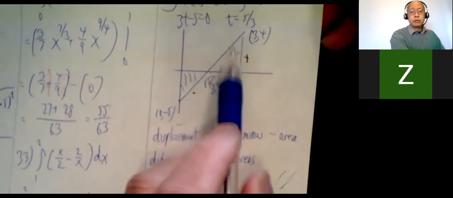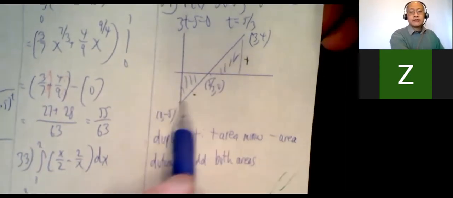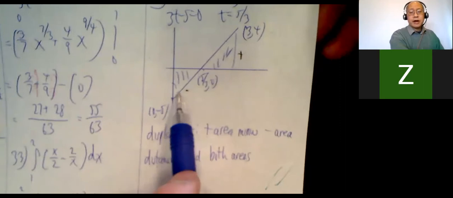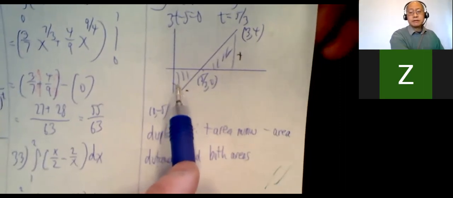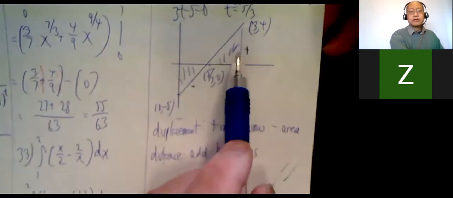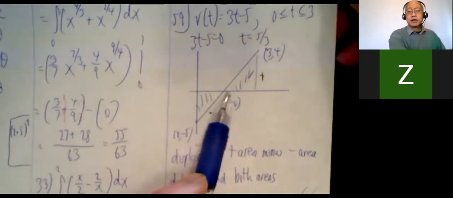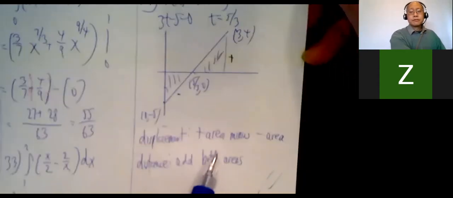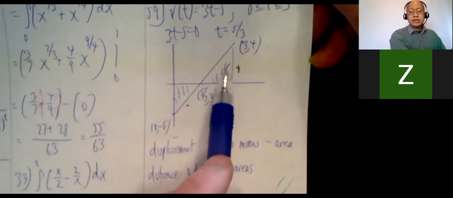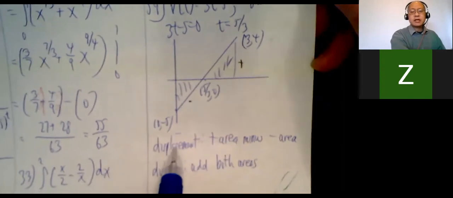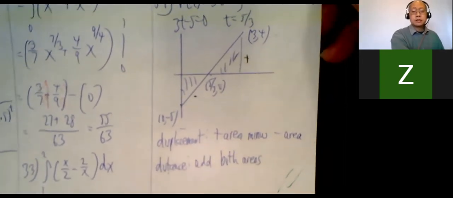Displacement is how far I am from home. So everything here is considered positive. Everything here is considered negative. So you take this area, considered positive, subtract this area, which is negative. 1/2 base times height. Distance traveled, just add both of these areas. I mean, it doesn't matter if I walk to the left or to the right, I'm still getting exercise. I'm still huffing and puffing, so to speak. So figure out this area, 1/2 base times height. Figure out this area, 1/2 base times height. The difference is the displacement. The sum is the distance that I travel. All right, so that's that.